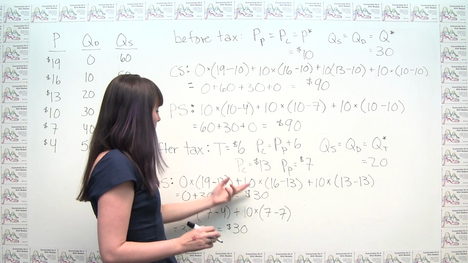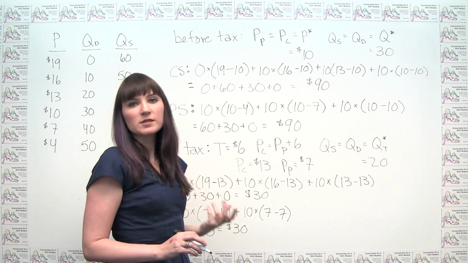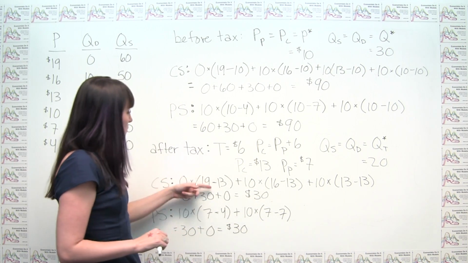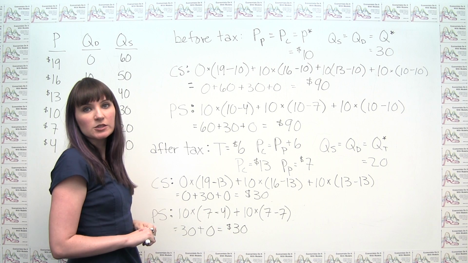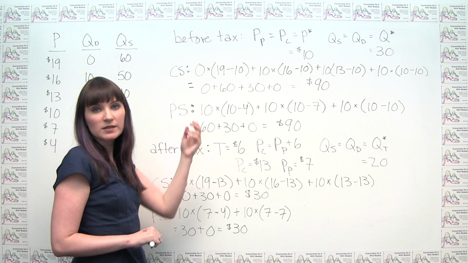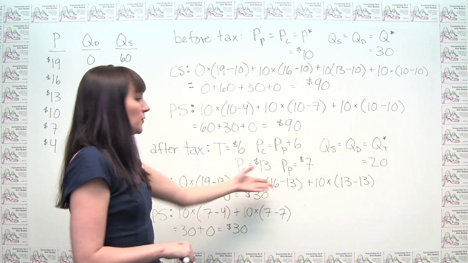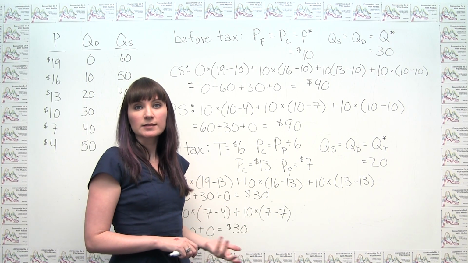And for both consumer and producer surplus, the surplus is going down for two reasons. One, less surplus is generated on each unit transacted because of the higher price to consumers and the lower price to producers. But two, there are fewer units actually being transacted.